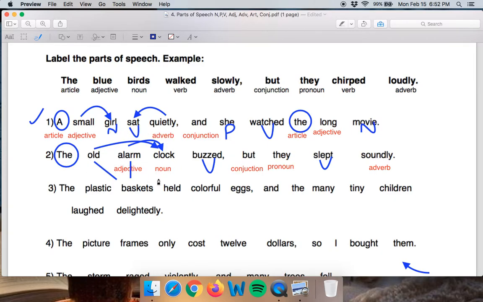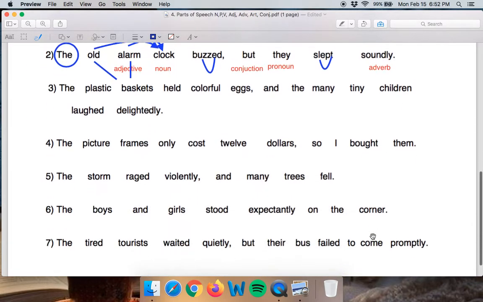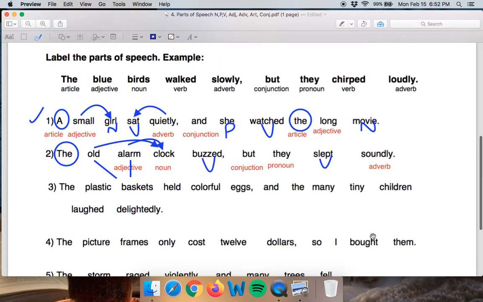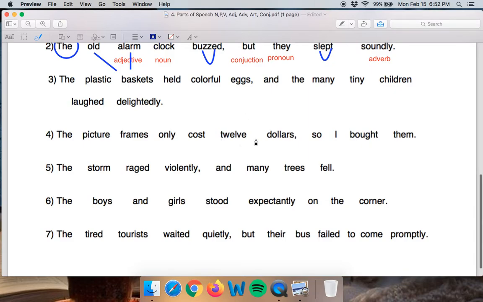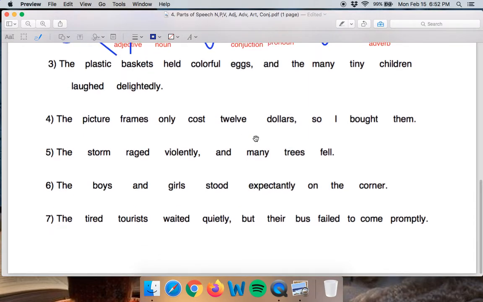So they're both adjectives. So we have article, adjective, adjective, noun, verb, conjunction, pronoun, verb, adverb. And we identified all of the different parts of speech. So there are some other sentences. Here's another example that you can use here, already labeled. And you can take a look at these other sentences if you like and see if you can figure out the parts of speech.